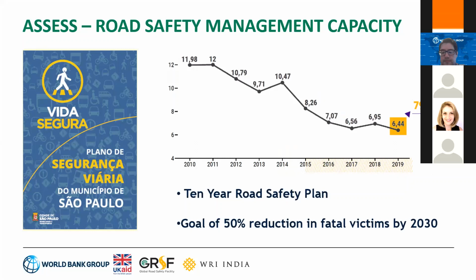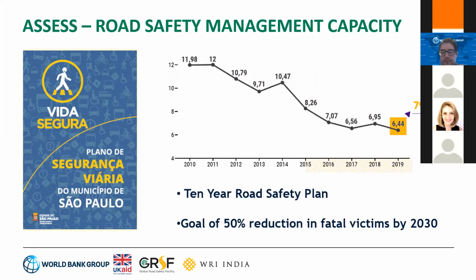And the city has been having a very good achievement. If you see, they almost achieved the 50% reduction in road fatalities in the last decade, which matched the Decade of Action for Road Safety goal that was set globally, and that very few cities and countries actually met. What we helped the city do with this 10-year road safety plan is also set a goal of again reducing by 50% the fatal victims in traffic crashes by 2030.